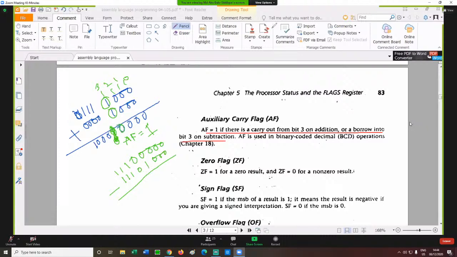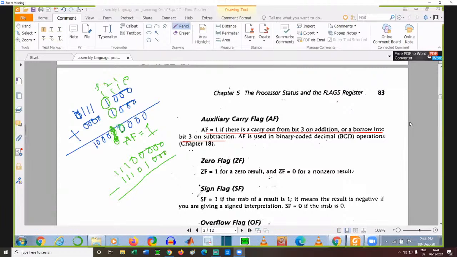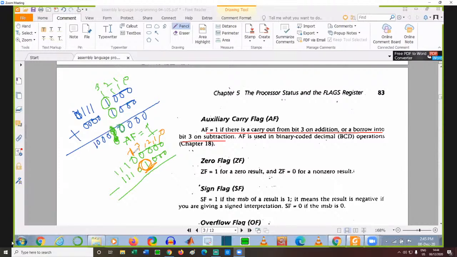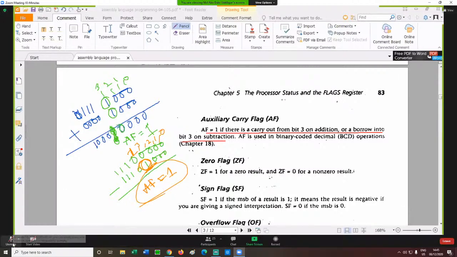So what will we have for this case? Can you say that? 1, sir. Yes, 1, because you have to look at bit number 0, bit number 1, bit number 2, bit number 3. In bit number 3, this is a subtraction and this is the bigger number, so you have to borrow here. That's why AF will become 1. So this is the understanding of the status flag AF.